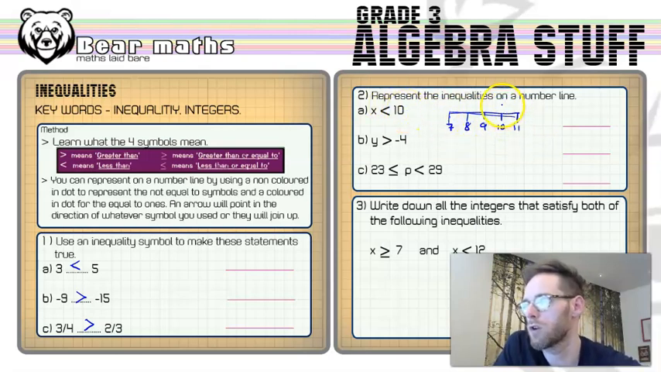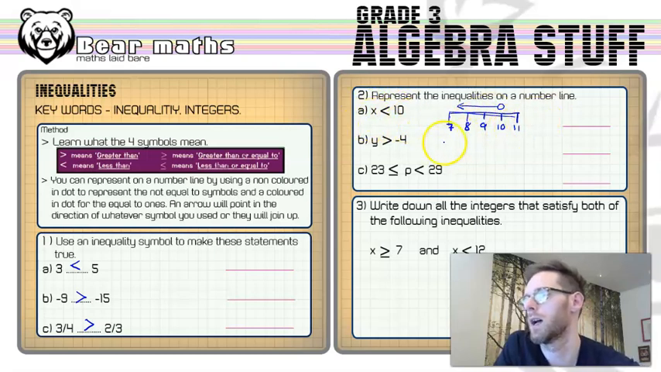Now we're going to use a dot above that 10. Sometimes it will be written on the number line, but I'll do it above it. A dot that is not coloured in because it's not including that value of 10. And there'll be an arrow that comes from it and it goes down the number line and points that way. And that's it. That's all you've got to do, representing that inequality on that number line.